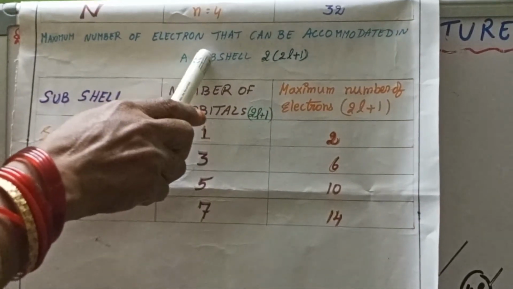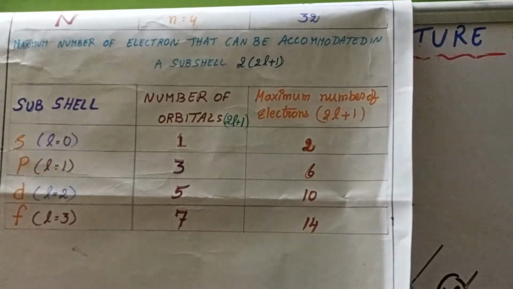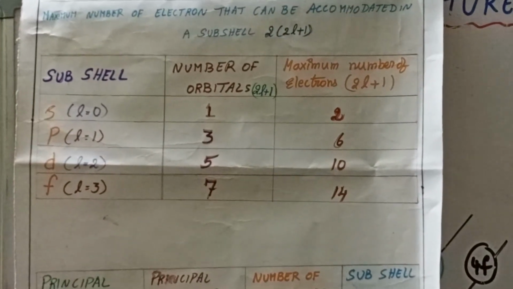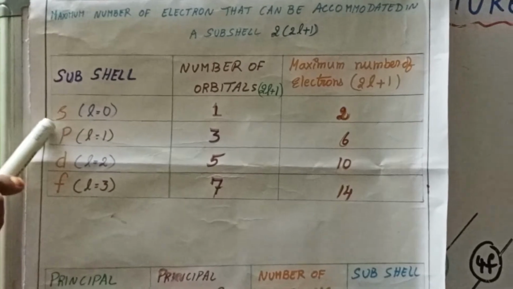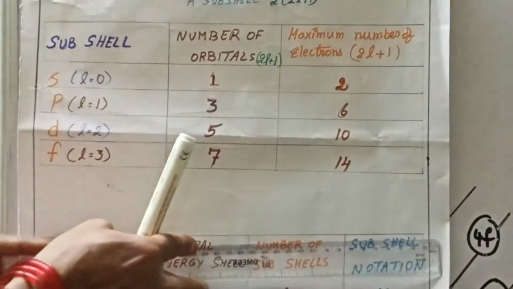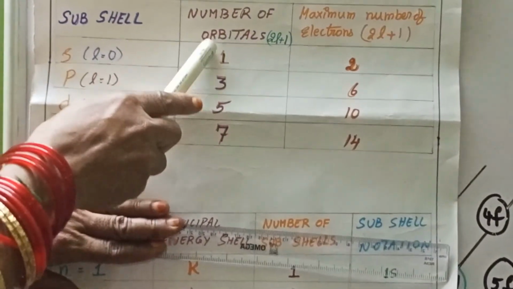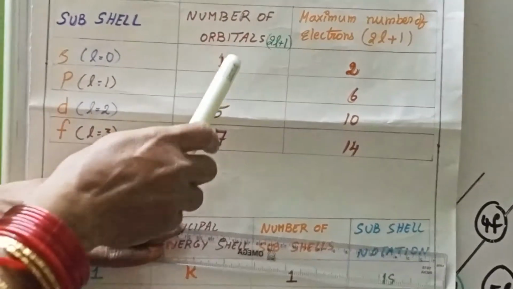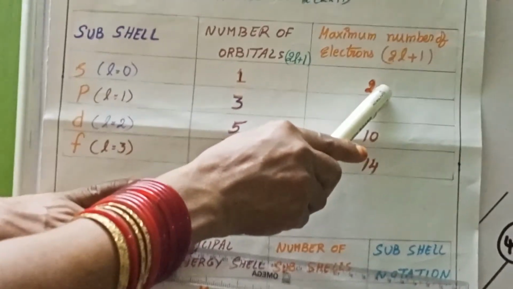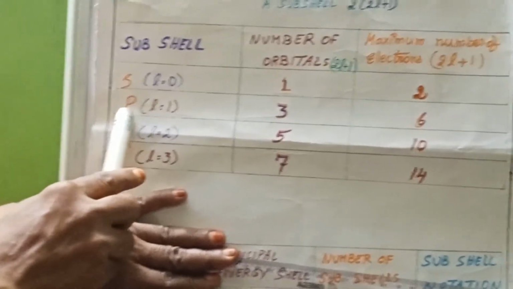Maximum number of electrons that can be accommodated in a subshell. For that the formula is 2 into 2l plus 1. Here the subshells are s, p, d, f. These 4 are called orbitals. The s orbital starts from l value 0. There we find only one s orbital, and it can accommodate 2 electrons. Now let us take p.